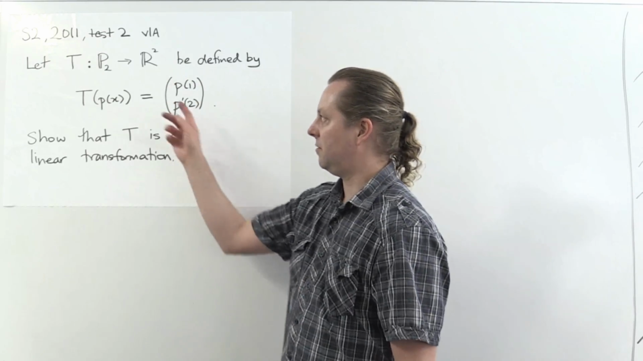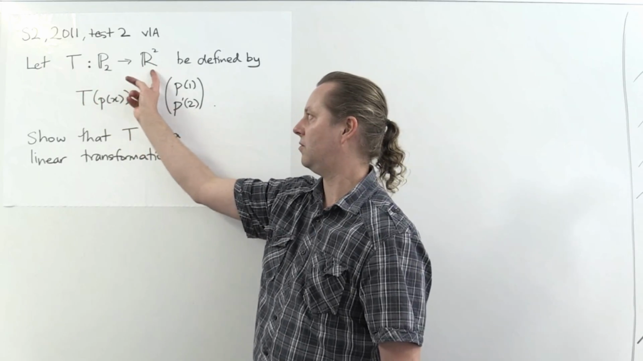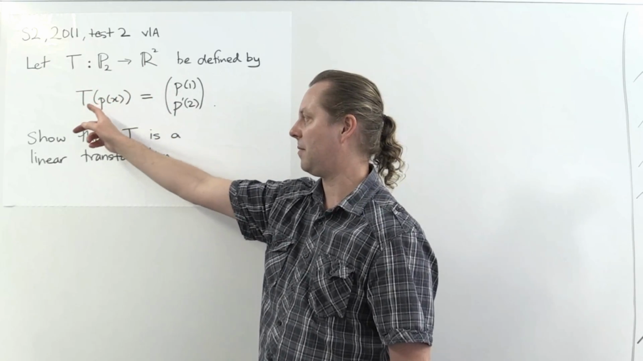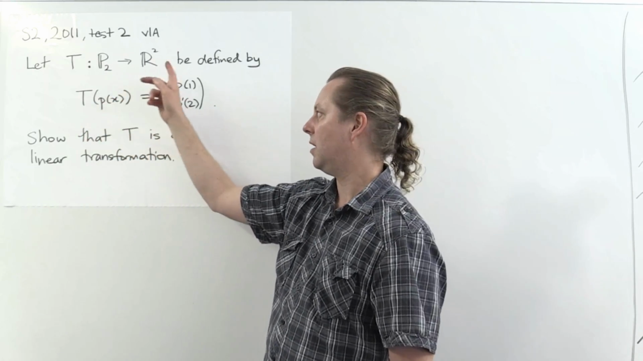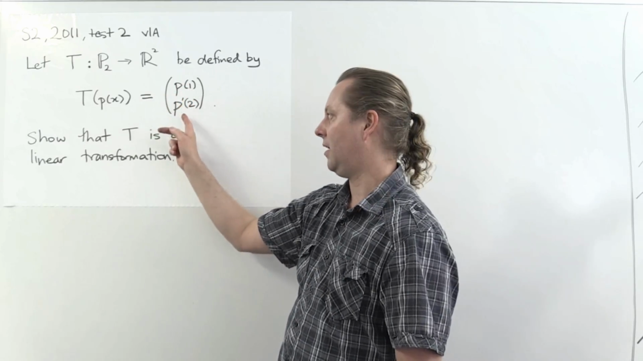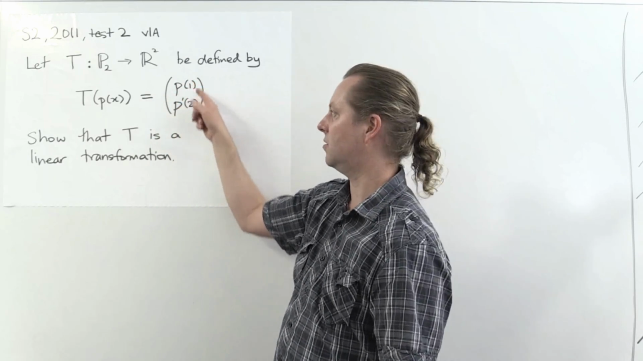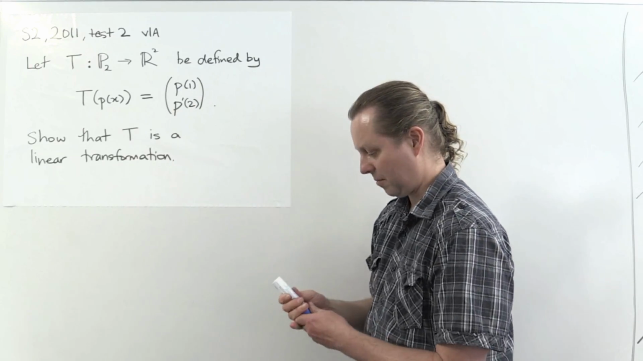We want to show that the map T, which goes from polynomials of degree less than or equal to 2 to R2, is a linear map, and T is defined in this way here. So if you have a polynomial, then you evaluate it at 1 and evaluate its derivative at 2 and put those into the two components of the vector. We want to show this is a linear transformation or linear map.